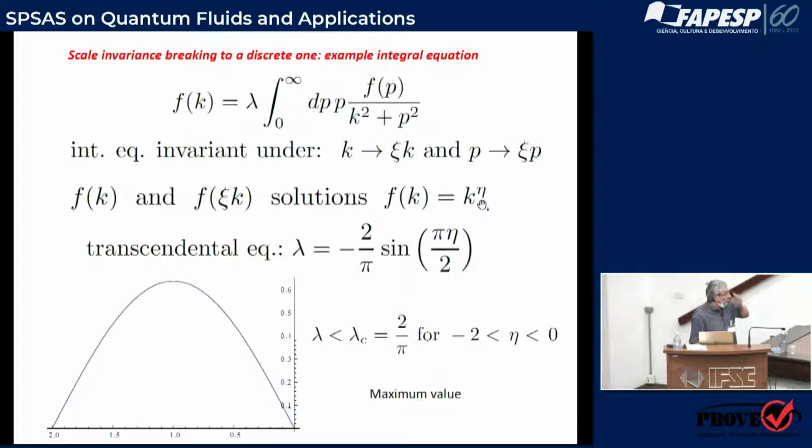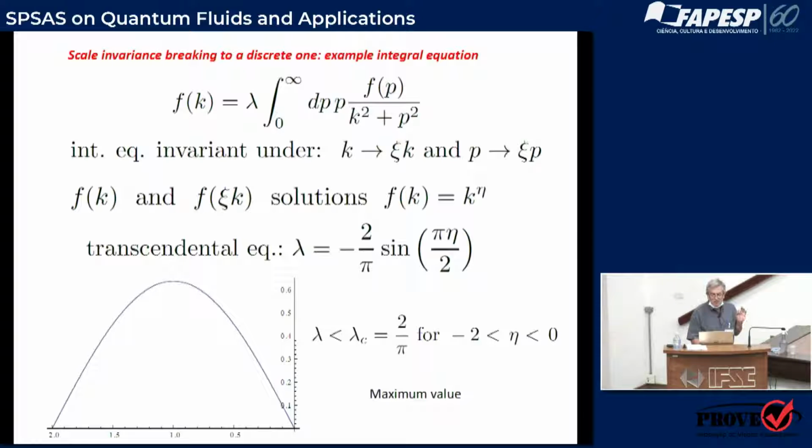And then, when you just insert k to the power eta here, you can prove, p to the power eta, by a scale transformation, you get k to the power eta. But you have a transcendental equation for lambda. And this is the transcendental equation. It's a very simple game. You can do it in Mathematica. You could make any type of these equations that bear this property. They will behave exactly the same. So this is very general.